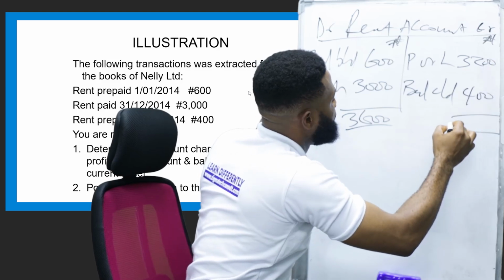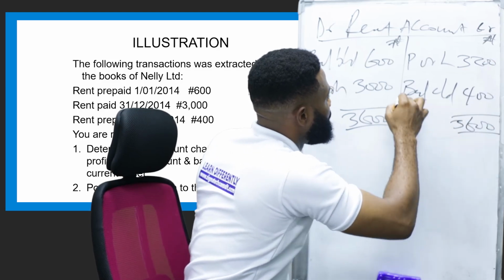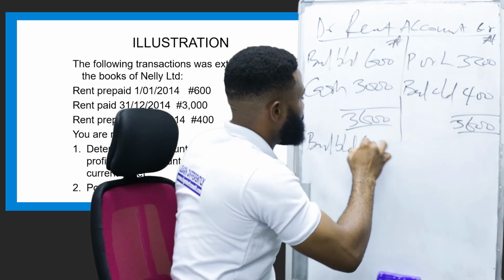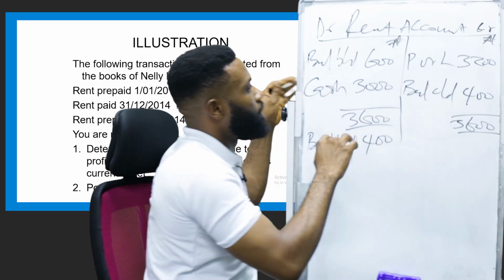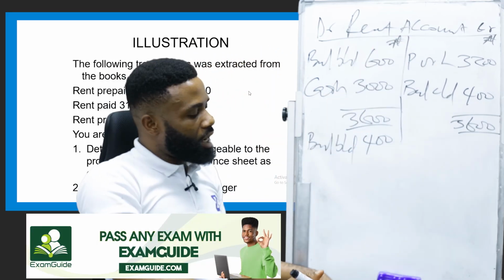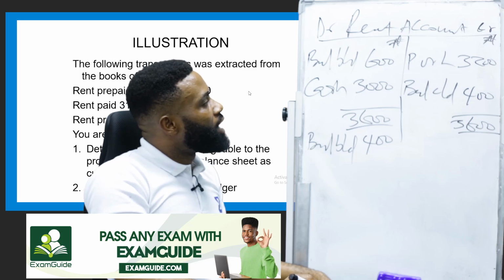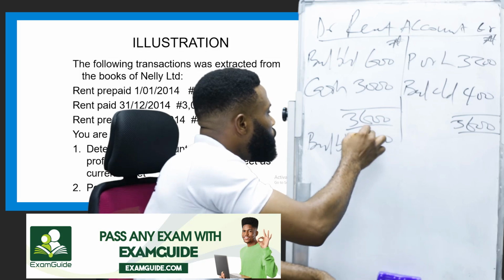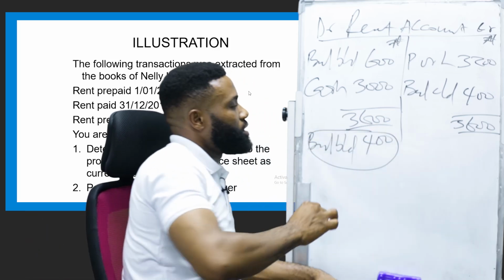So you have 3,600. So your balance brought down, which will go to next year, is 400. You have done the ledger entry. This is how to now post the rent account into your ledger. At this point now, this one is what will go to your balance sheet.